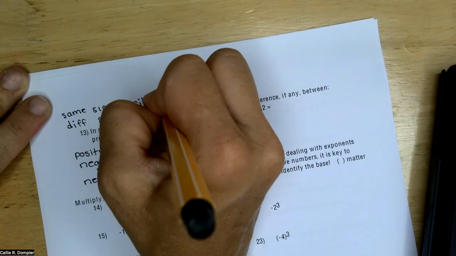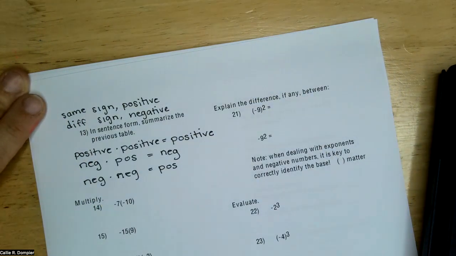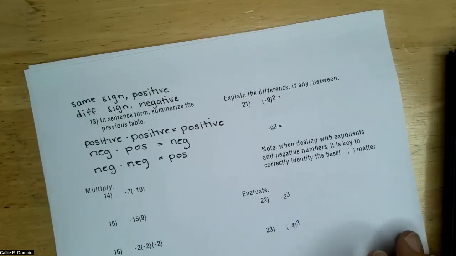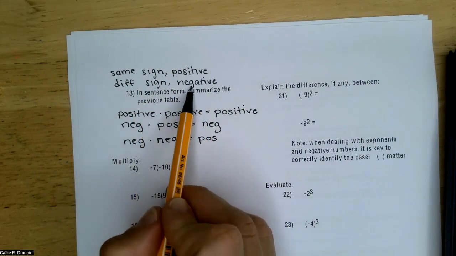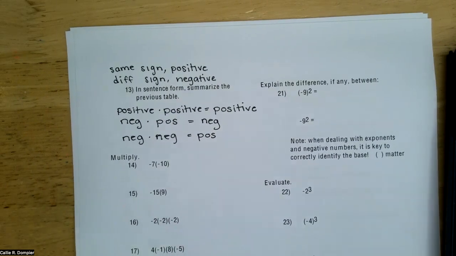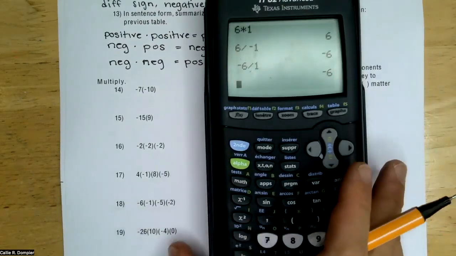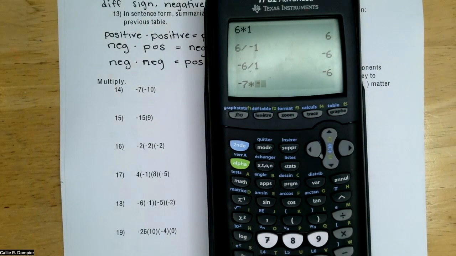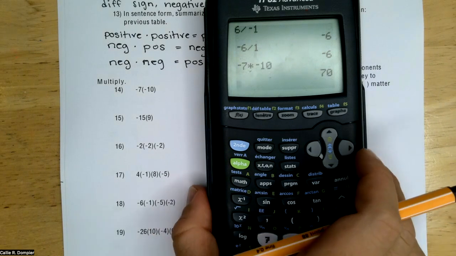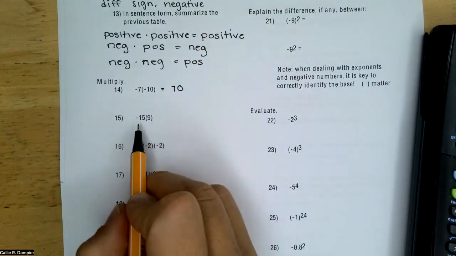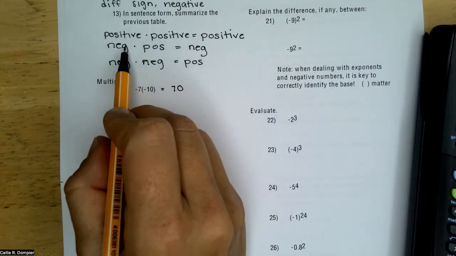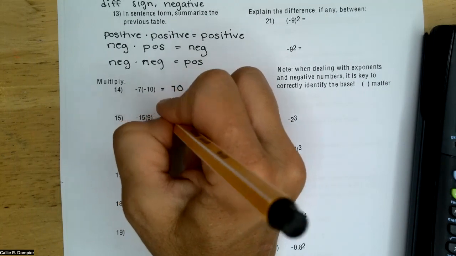Sorry, I have trouble talking while I'm writing, so that wasn't great. If your two signs are the same, it's positive. If your two signs are different, the answer is going to be negative when multiplying or dividing, okay? So feel free to use your calculator, but a negative times a negative, we know is going to be a positive, right? A negative times a positive is going to be a negative answer.